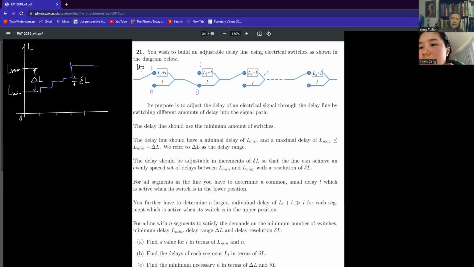Because the L will determine, I'm looking for the function, right? So every time you can at least add the L, do you agree? That's the minimum. But hang on, does that mean in this diagram this is the resolution delta L? Probably not.